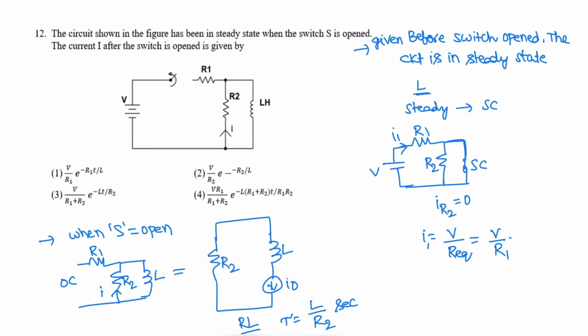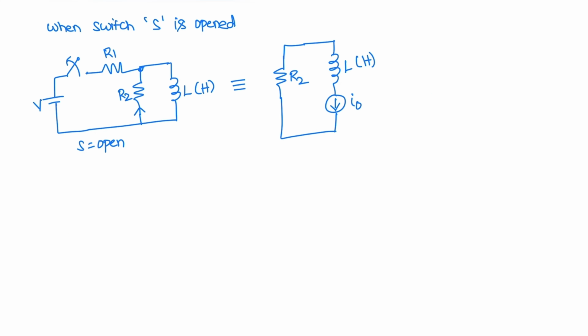And the total current for a series RL circuit, I of t, is I final minus (I final minus I initial) e power minus t by tau. Now the initial value of current is V by R1, which was calculated previously, and the final value of current is 0.